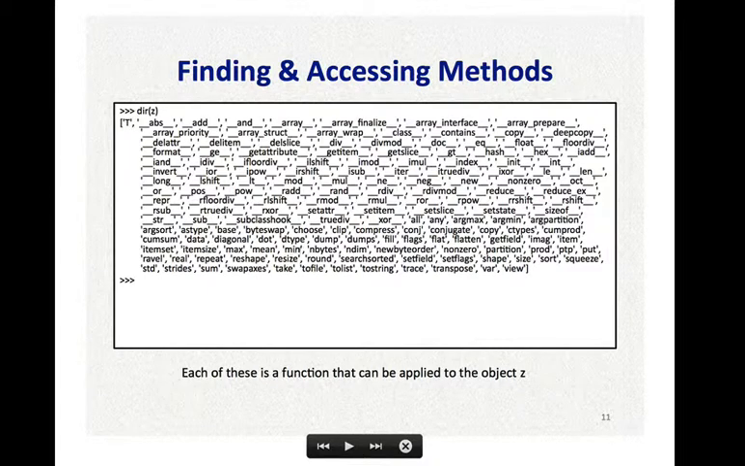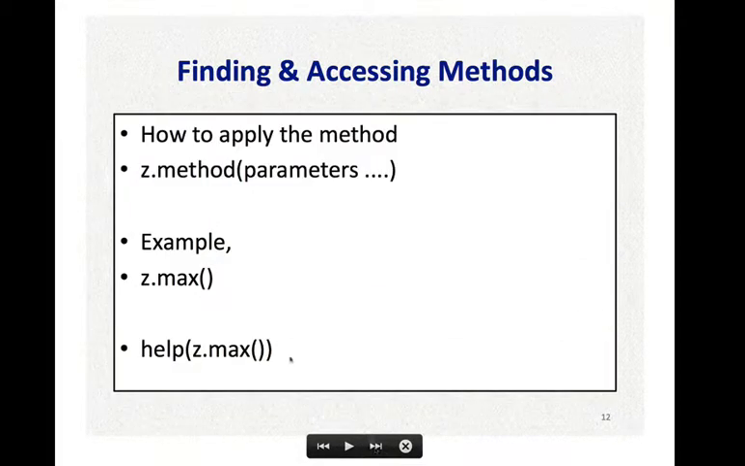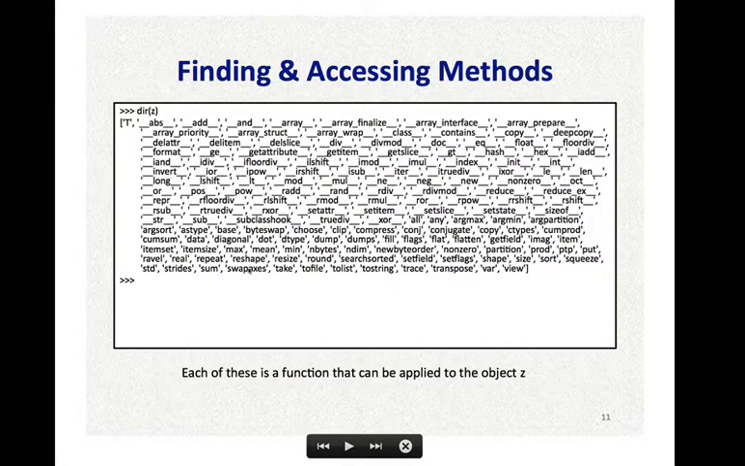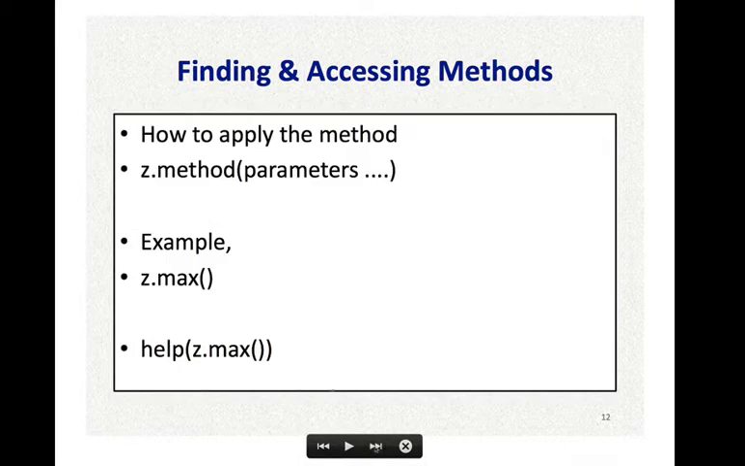If you access the min method here, you will get, for example, the minimum value. z.max gets you the maximum value. That's how you call up these methods. You take the object, add a dot, and then the name of the function or the method. So z dot any of these will allow you access to that function.